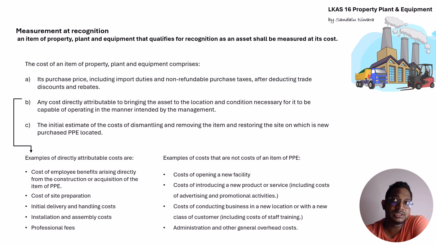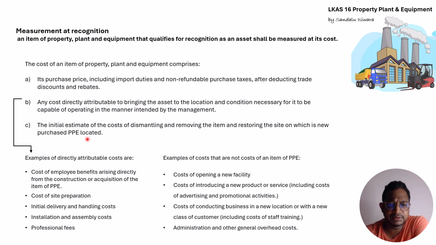So you can measure a property, plant, and equipment at its cost, right? Only at its cost. But here the cost is not only the purchasing price. There is more, right? The purchasing price including import duties and non-refundable purchase taxes after deducting trade discounts and rebates. Any cost directly attributable to bringing the asset to the location and condition necessary for it to be capable of operating in the manner intended by the management.